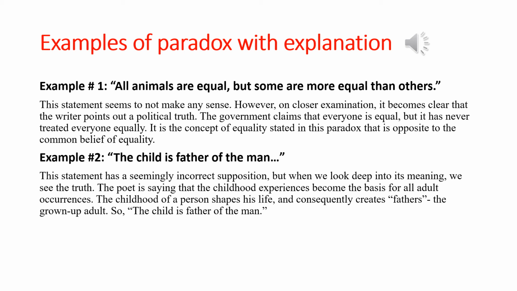Example number 2. The child is father of the man. Explanation. This statement has a seemingly incorrect supposition, but when we look deep into its meaning, we see the truth. The poet is saying that childhood experiences become the basis for all adult occurrences. The childhood of a person shapes his life and consequently creates the father, the grown-up adult. So, the child is the father of the man.